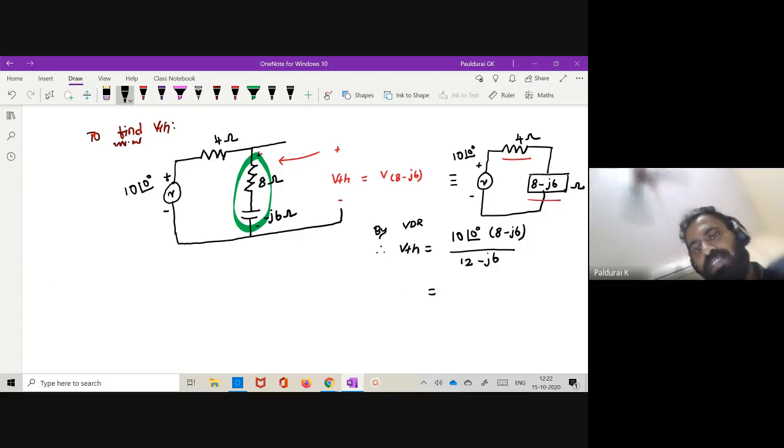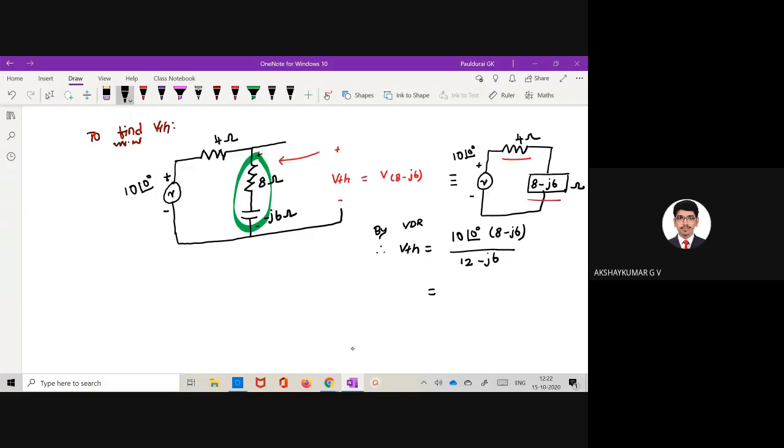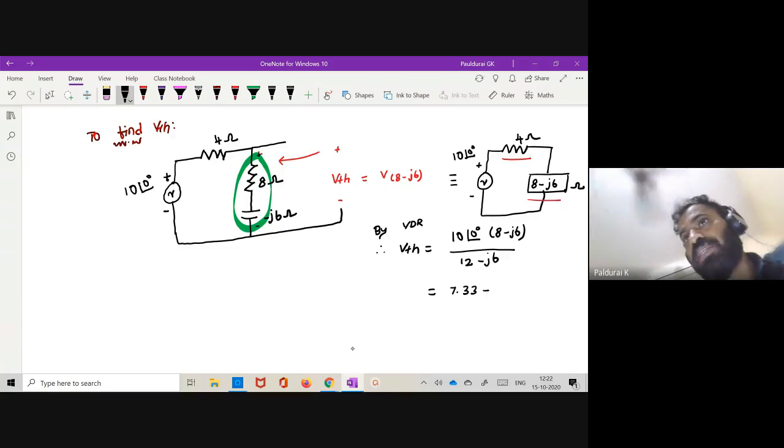Now what is this answer? Got my point? As per Akshay Kumar's point, it's correct. You can find the current, then multiply that current by resistance, you will get the same expression. Or otherwise, simply apply VDR, voltage division rule. What is the value for VTH in rectangular as well as polar format? Sir, 7.33 minus 1.33 J. Very good. 7.33 minus 1.33 J. What is the unit? It is volt, or otherwise in terms of polar, no?